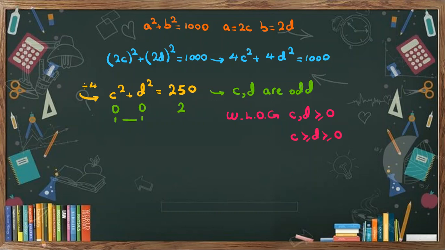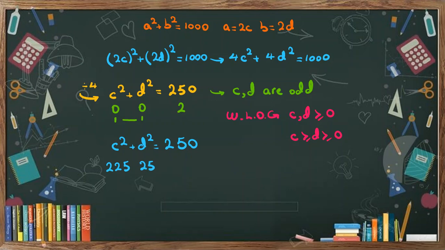Because we should calculate the sum of C and D, it's not important which of them is greater. So let's rewrite it. C squared plus D squared equals 250. So C is greater than or equal to D. The greatest possible for C is 15. Why? Because 16 squared is 256, which is not good. So if for C we consider 15, 15 squared is 225, so D squared should be 25. So this answer is good.